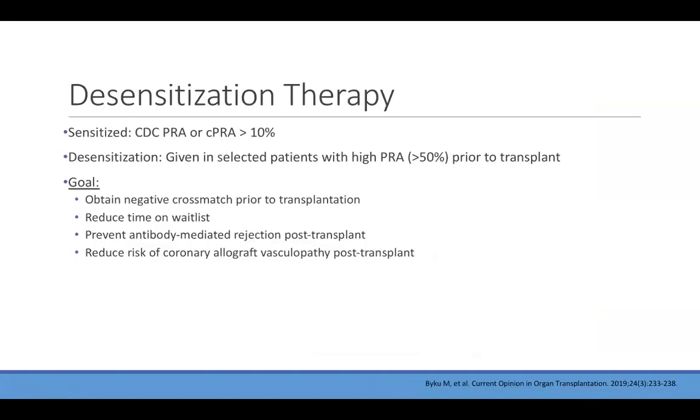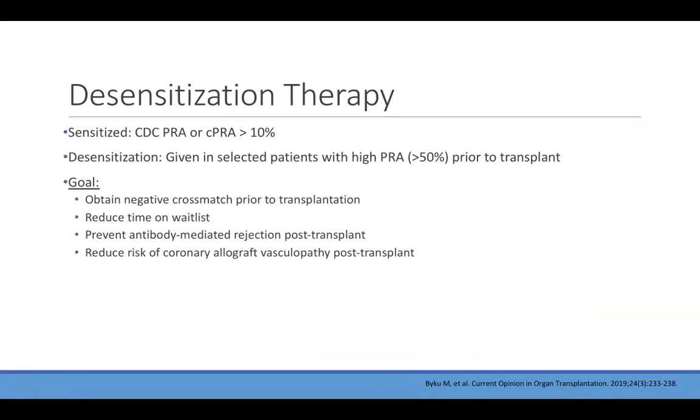So first we will discuss desensitization. A patient is considered sensitized when their panel reactive antibody is greater than 10%. However, we choose to desensitize them when they have a high PRA. What that means is when their PRA is greater than 50% prior to the transplant.